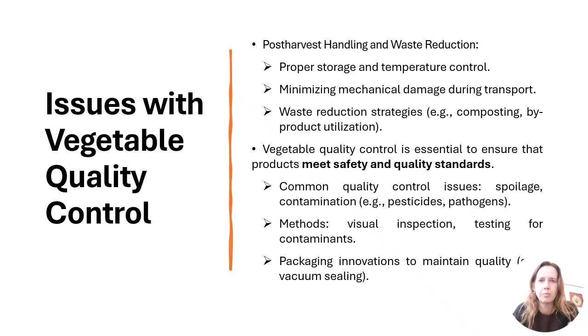Because shelf life without the processing is too short. So we need a proper storage, some temperature control to try to minimize the mechanical damage during transportation, and to use alternative ways to use as much as you can of what was produced. So you will need waste reduction strategies like composting or byproduct utilization. This byproduct utilization could be for producing energy or forage for the animals, but also can be dedicated to produce other types of food for humans.